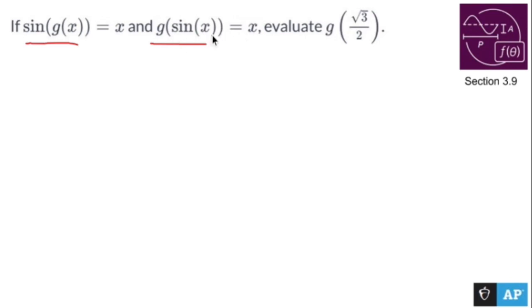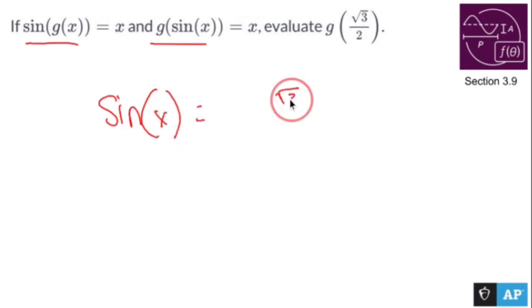So sine x is equal to root 3 over 2, because to evaluate g of that value, we set them equal to each other. So sine of x is going to equal root 3 over 2. And you might be wondering, whoa, buddy, you sure left a lot of space there. I sure did, because my job is to evaluate this, which means solve for x.